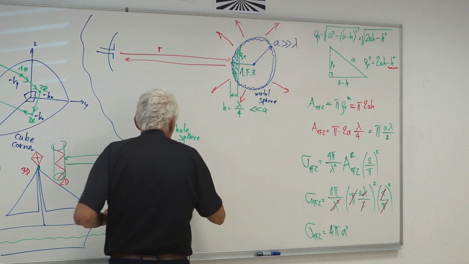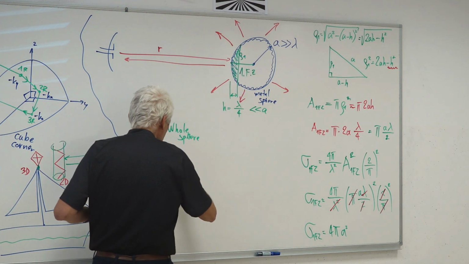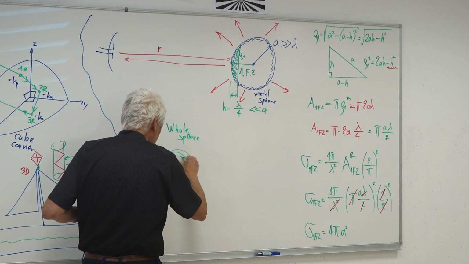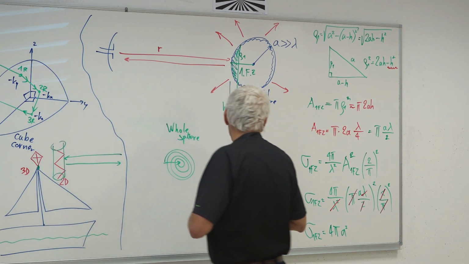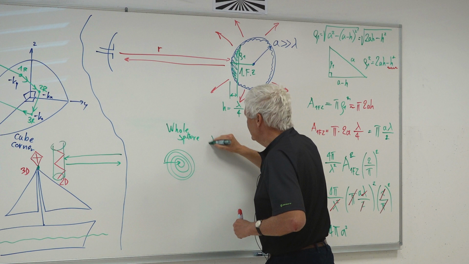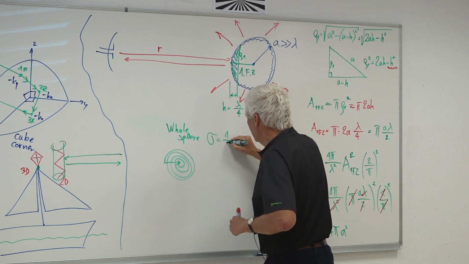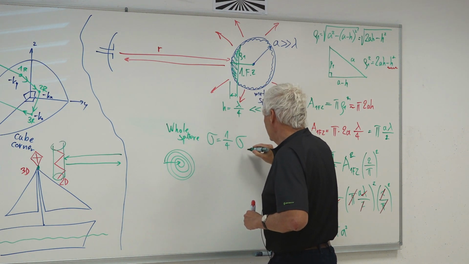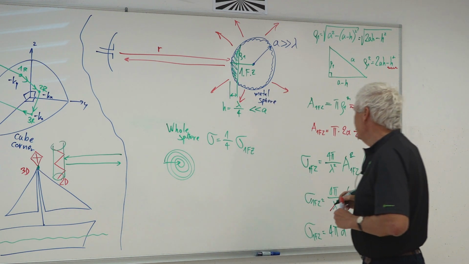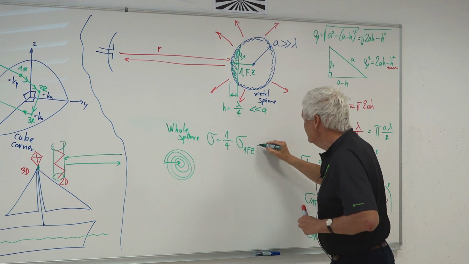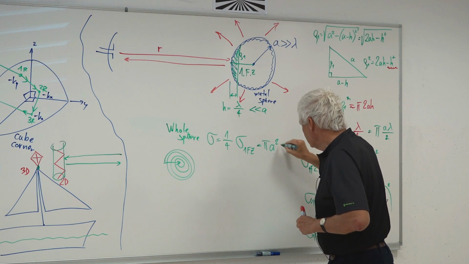But for the whole sphere, we have many Fresnel zones here. So we actually have the integral making this: we get half the field, or 4 times less power. So the whole sphere's sigma will be 1/4 of the value for the first Fresnel zone. And that is exactly equal to pi A squared.